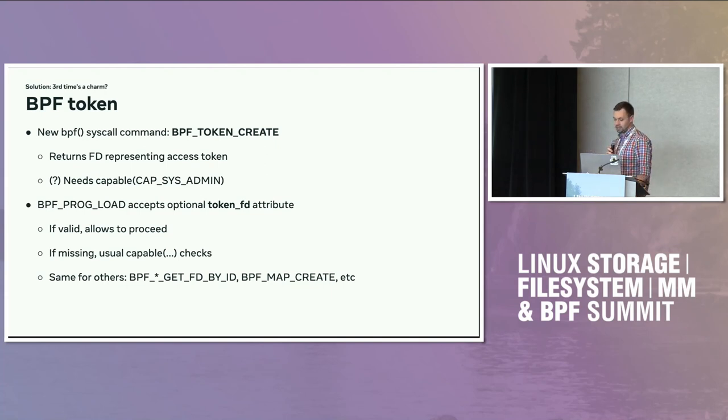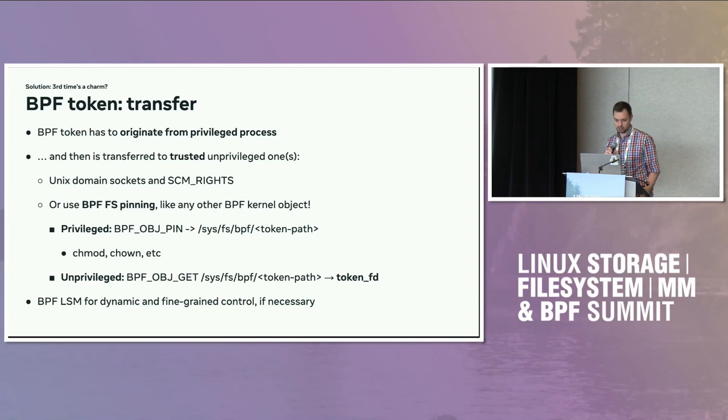But once you have this token FD, other existing commands like program load, map create, and all the operations to get a file descriptor by ID would accept this token FD as an optional attribute. And if that FD actually represents a BPF token and that token allows you to perform that operation, then you, as an unprivileged process, would be allowed to use BPF functionality that is normally reserved to root. The big idea is that someone with permissions granted you the ability to use the BPF subsystem, so they trust you, and you have this token FD as proof of that.